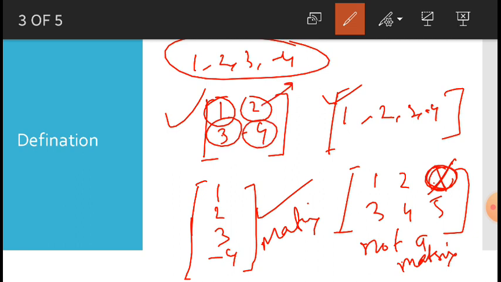Like this, all these are elements. Okay, now one thing you need to remember here is the order of a matrix. So what is the order of a matrix? If a matrix has m rows and n columns, then the order of the matrix is read as m by n.